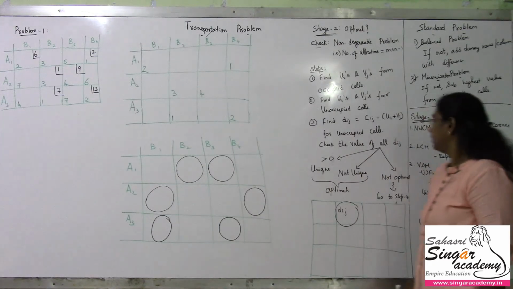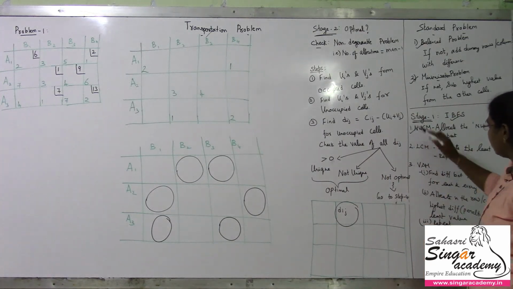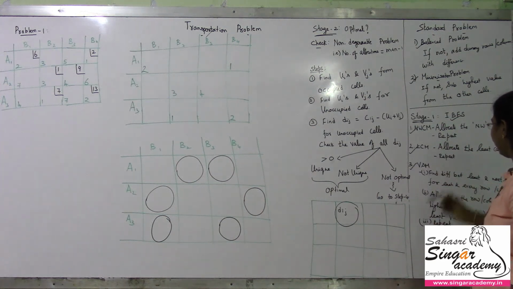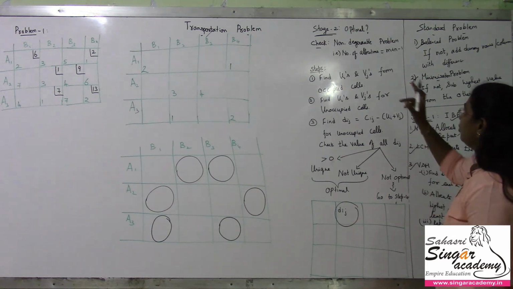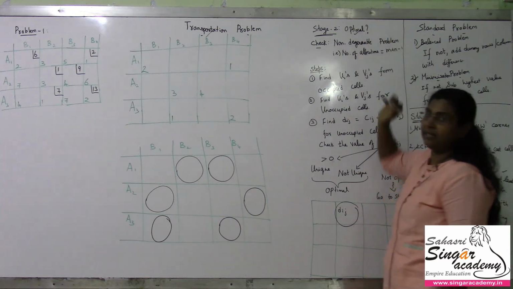In stage 1 we discussed the northwest corner rule method, the least cost method and the VAM method. I have written a few steps for your easy understanding of what we did in the earlier video. Allocate the northwest corner and repeat the steps. Allocate the least cost, repeat the steps. And in the VAM method, you find the difference between the least and the next least cost for each and every row and column. Please do not forget this. Allocate in the row or column with the highest difference, that is the highest penalty, at the least cost value, and repeat all these steps. After doing this, we go for stage 2, checking for optimality.